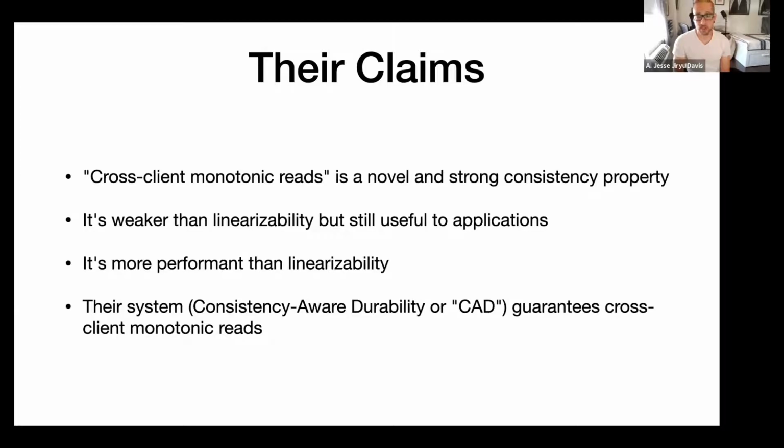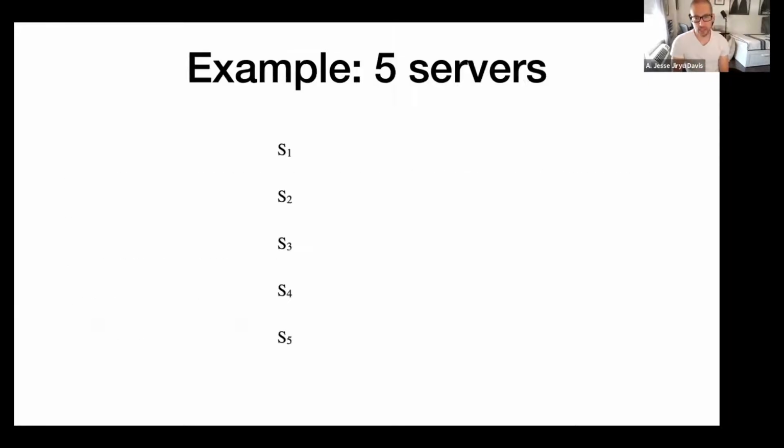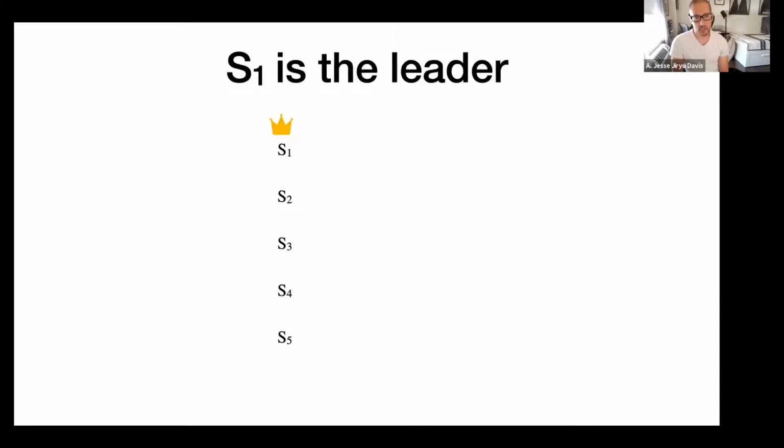And we'll spend the rest of the talk talking about CAD, which is the system that they implement to efficiently obey this cross-client monotonic reads property. So let's take an example with 5 servers. We're going to need a leader, so we'll say S1 is the leader. CAD works with leader-based consensus protocols. In this paper, they're using ZAB, the ZooKeeper Atomic Broadcast Protocol, but it could just as well be Paxos or Raft. I don't see anything ZAB specific about their technique here.